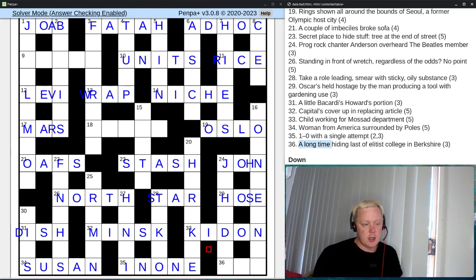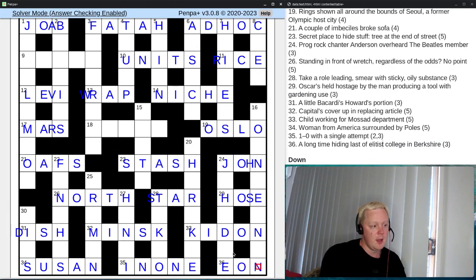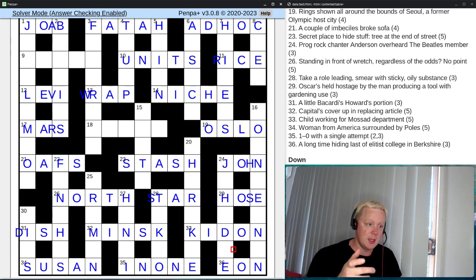Now that is hiding. There's two ways of reading this. Hiding, you hide something from another word. So we need college in Berkshire, which is going to be Eton, E-T-O-N. We hide the last letter of elitist, this T here, and we get the word eon. So that's the one we want, the 3-letter one. But we can also read that as eon hiding, eon containing the T from last of elitist, and then college in Berkshire would be the definition then, giving Eton with the T as the extra letter.